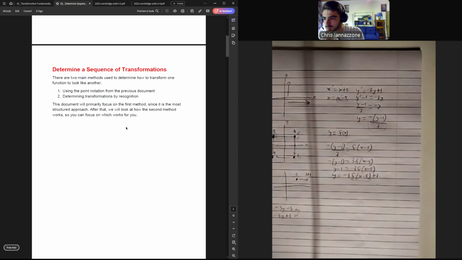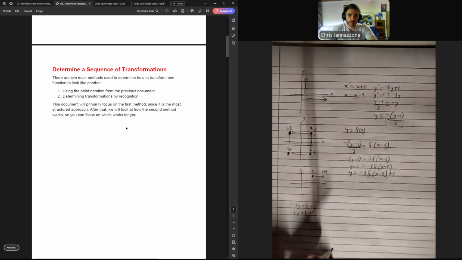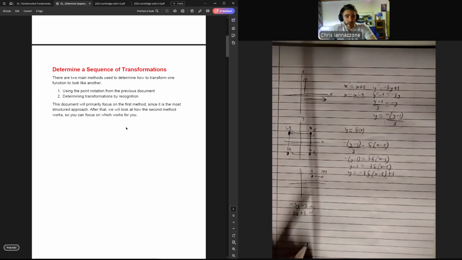We can then follow up with probably one of the hardest topics in transformations, which is kind of doing the reverse of what we just did, where instead of applying a sequence of transformations, we're now trying to determine what the sequence of transformations must have been just by looking at our function. Now, this is where doing things by recognition can be helpful, because if you can just identify, okay, I see a dilation there, a translation there, it must have been X and Y, whatever those are. But the point notation thing also works, and it works for everything. No matter how complicated it is, you're going to follow the same steps.